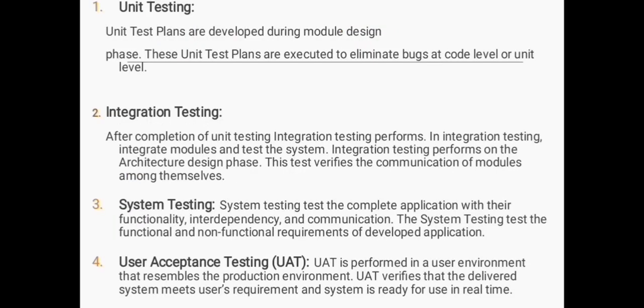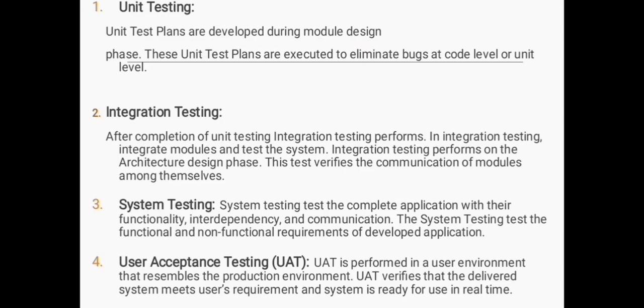First one is unit testing. Unit test plans are developed during the module design phase. These unit test plans are executed to eliminate bugs at code level or unit level. Second one is integration testing. After completion of unit testing, integration testing is performed. In integration testing, we integrate modules and test the system. Integration testing is performed on the architecture design phase. This test verifies the communication of modules among themselves.